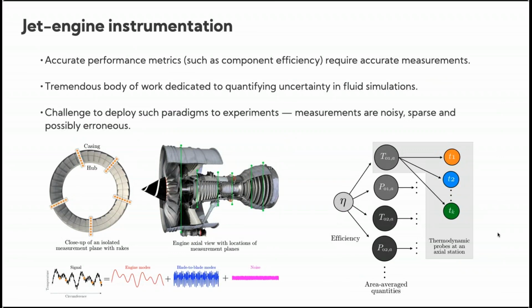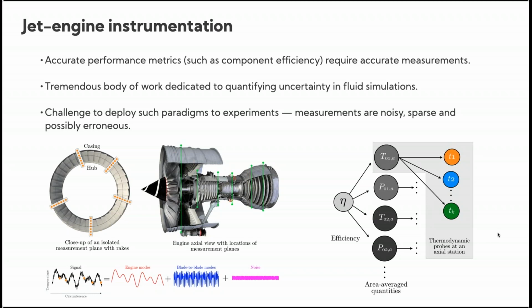And although there's been a tremendous body of work dedicated to quantifying uncertainties within fluid simulations, it's challenging to deploy that body of research to experiments just because of the very nature of experiments. They're noisy, they're sparse, and possibly erroneous. Now, what we're interested in is computing subsystem efficiency. You can think of the efficiency, let's just say, of the high-pressure compressor as being a function of inlet and outlet stagnation quantities, i.e. inlet and outlet stagnation temperatures and pressures.